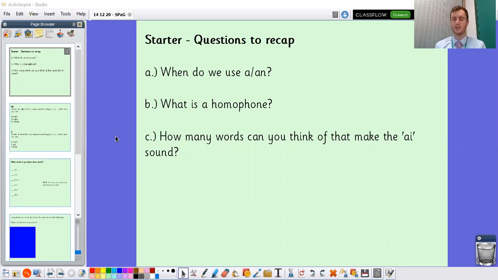First one, when do we use a? And when do we use an? Next one, what is a homophone? And the last one, how many words can you think of that make the a sound? And you should remember there's many different ways to make that A sound. Pause the video there, have a work through those questions now, and we'll come back together in a moment's time.